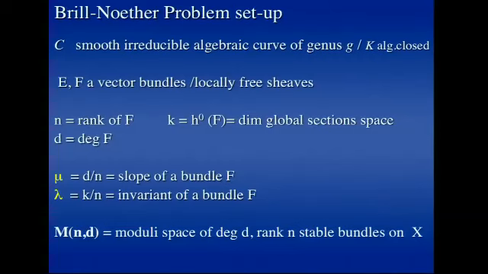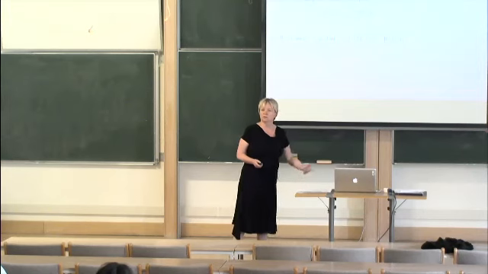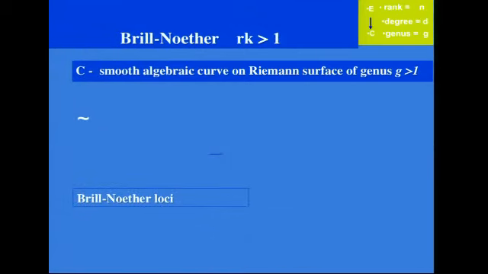M(n,d) is the moduli space of degree d, rank n stable bundles. As we talked yesterday or the day before, we had a construction that came from Narasimhan and Seshadri a while ago, and this is the one we're still using. I'm also using the standard definition of stability. A bundle is stable if any subbundle has a smaller slope, or semi-stable if we allow it to be equal. Now, the interesting part is when the rank is bigger than or equal to 2.